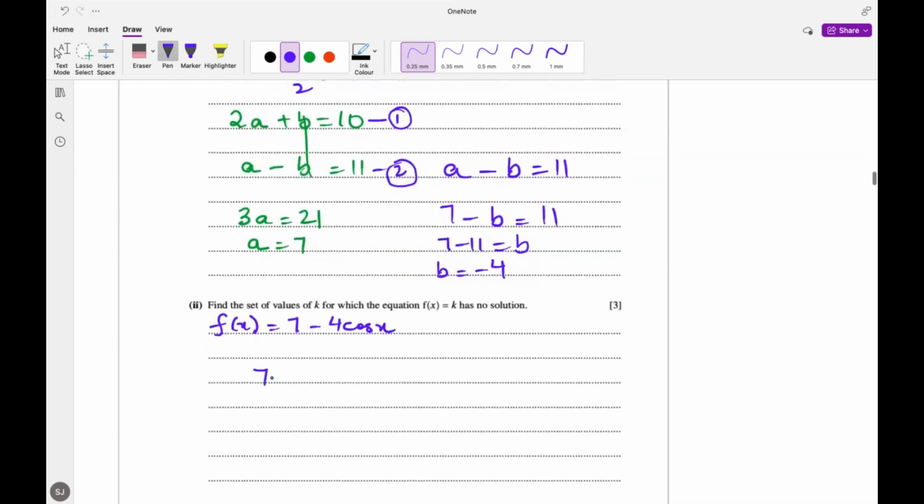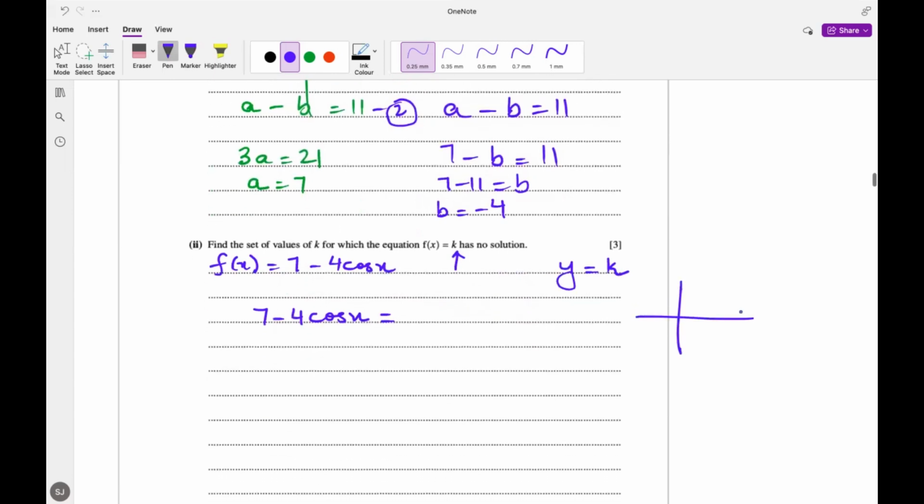So if you put it equal to a constant value, which is k, to understand this, we must understand that this k represents a line which is y equals k. Now the line y equals k is a horizontal line. So let's say if our graph is like this, the line y equals k will be a horizontal line where the value of k could be anything. It could be 1, 2, 3, 4. Now we have to find the values of k for which there are no points of intersection.